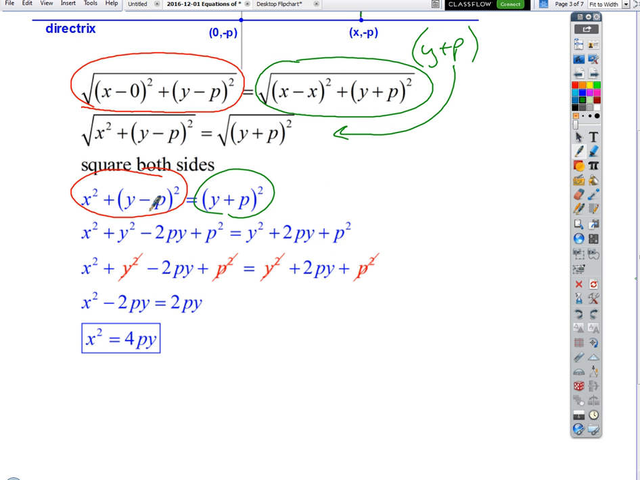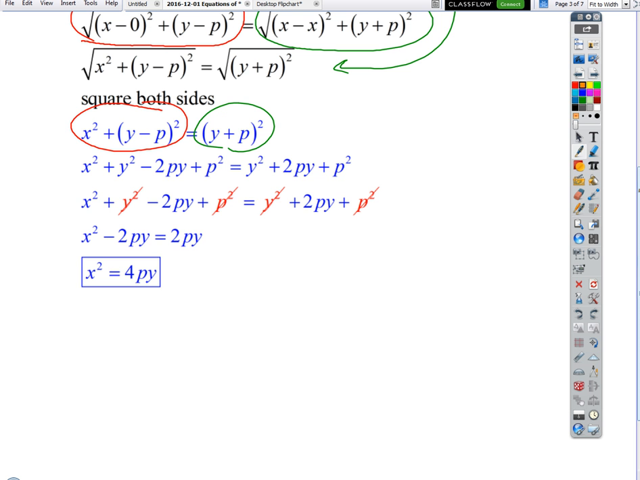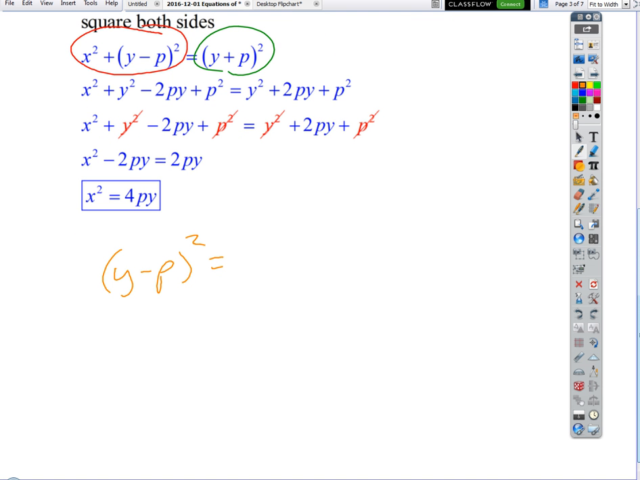Well, we could expand out the y minus p squared. That's no big deal. If I do y minus p squared, what is that going to be equal to? What's that equal? Okay, y minus p times y minus p. Do you guys know from Algebra 1 the expansion for that, the shortcut? It's FOIL, but have you ever learned this? And if you haven't, it's no big deal.